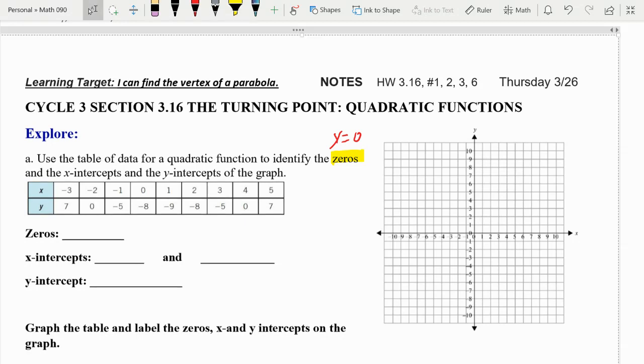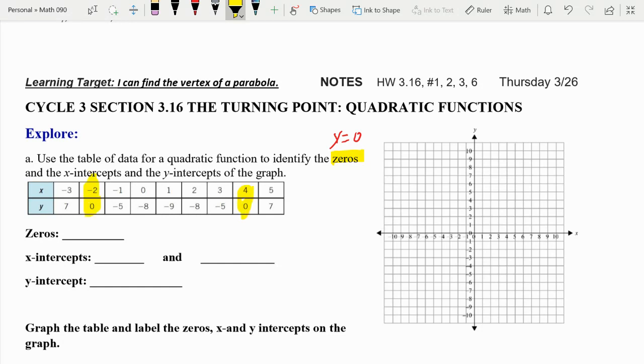So when they say identify the zeros, where do you see y equals 0? Well, I see y equals 0 there, and I see y equals 0 right there. So when they tell us to identify the zeros, all you're writing down is the x-coordinate. So the x-coordinates are -2 and +4. That's all they want you to do.